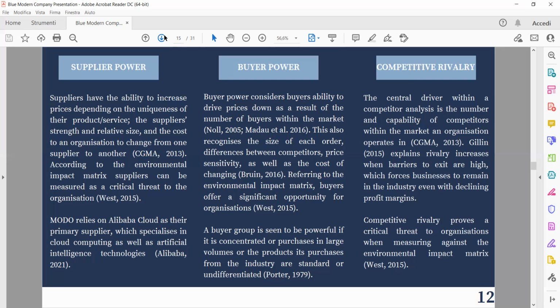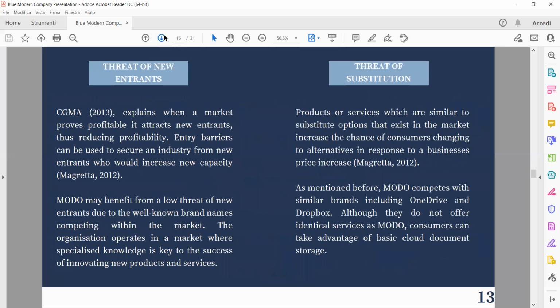This can prove detrimental to the success of other companies in the market, in particular startup businesses like MODO, who have restricted cash flow. Next is threat of entry. When a market proves profitable, it attracts new entrants, which reduces profitability. MODO may benefit from a low threat of entry due to the well-known brand names competing in the market.